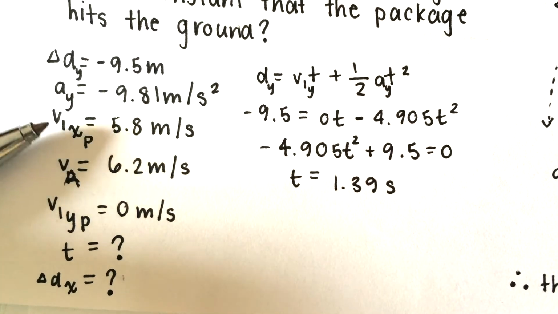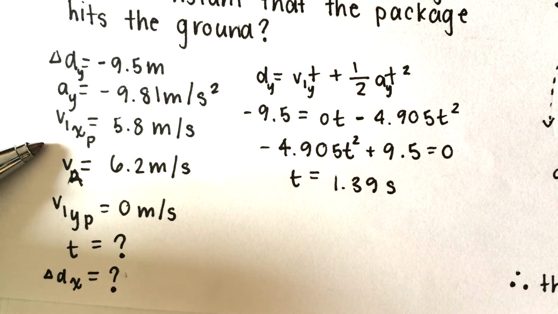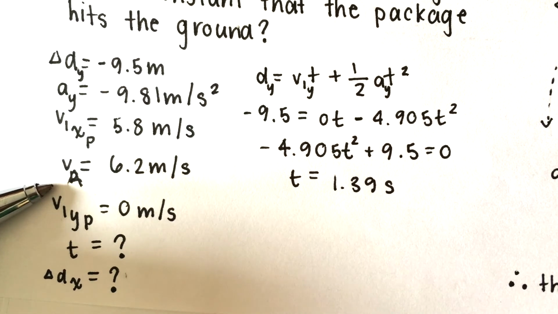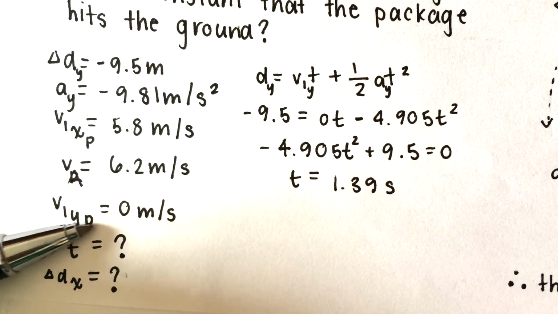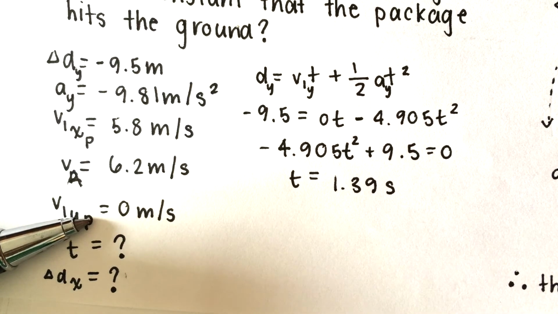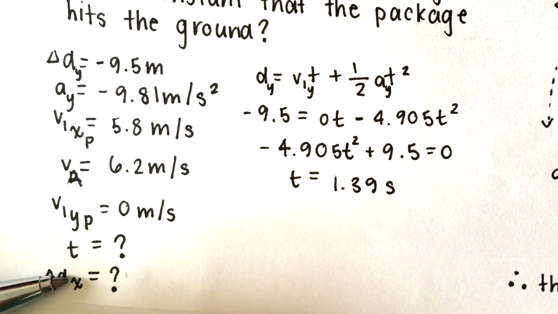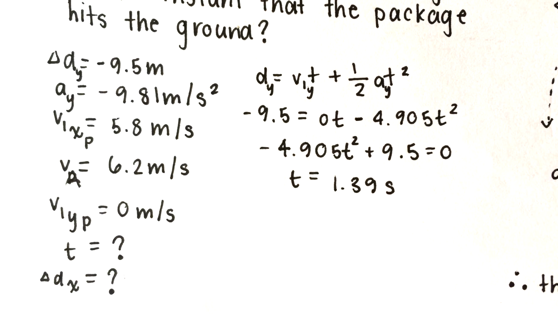The initial velocity of the package in the x direction is 5.8 meters per second, and that's something that we figured out for part A of the same question. The velocity of the airplane is 6.2 meters per second. The initial velocity in the y direction of the package is 0 meters per second, since the package was thrown parallel to the ground. And in order to find the horizontal displacement, which is in the x direction, we'll need to first find out the time.